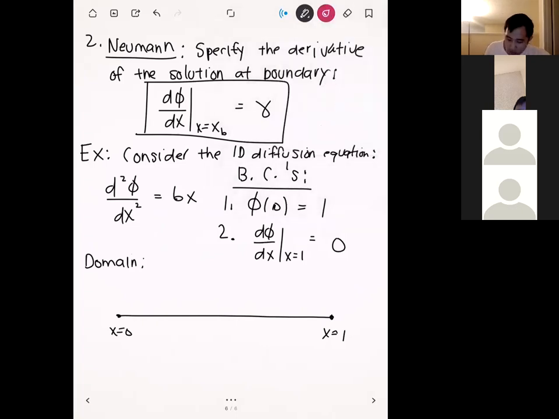And so now the boundary conditions, we know that they're going to be applied at the two ends of our domain. Let's look at the first boundary condition. In the first boundary condition, what we're saying is that phi, which is our solution variable, has to take a value of 1 at x is equal to 0.